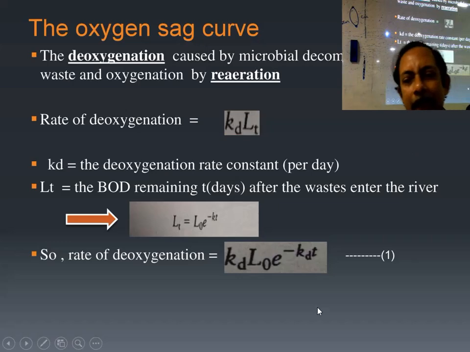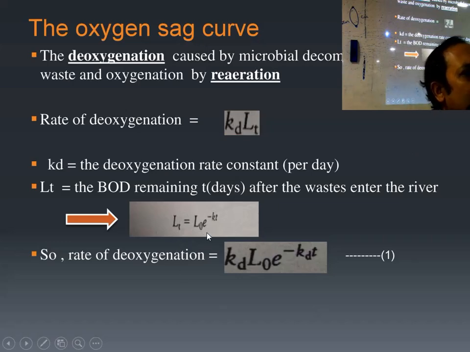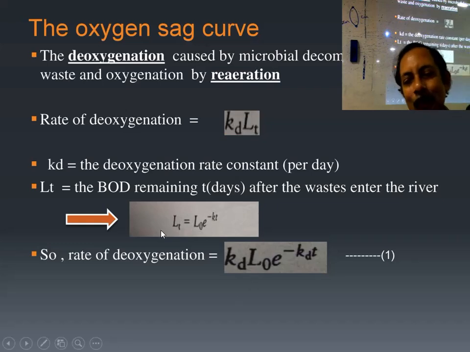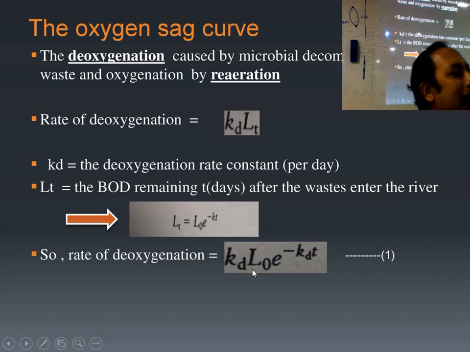That's why Kd Lt. So Lt will be L0 e to the minus Kt. We did this earlier. Earlier there was no Kd, there was only K. Here it is Kd, D for decomposition or degradation, an additional thing that I am adding. So Lt equals L0 e to the minus Kt. Therefore, if you apply this here, what do you get? Kd times L0 e to the minus Kt.